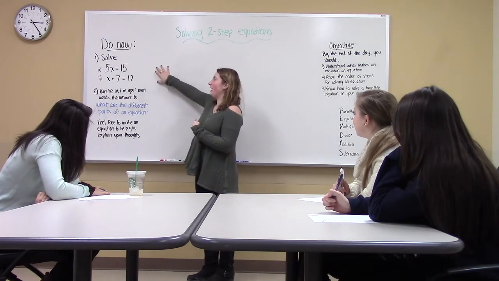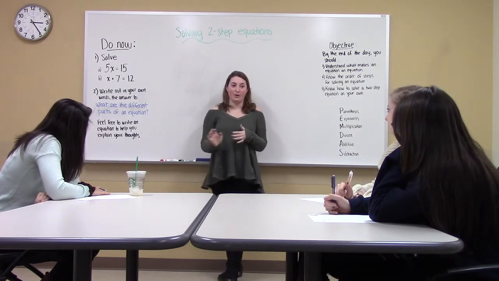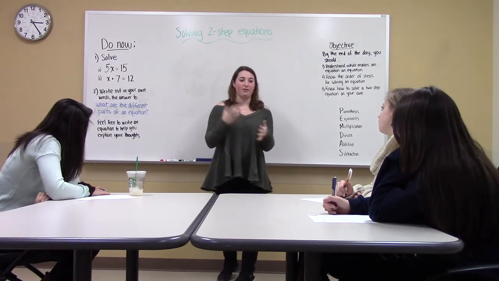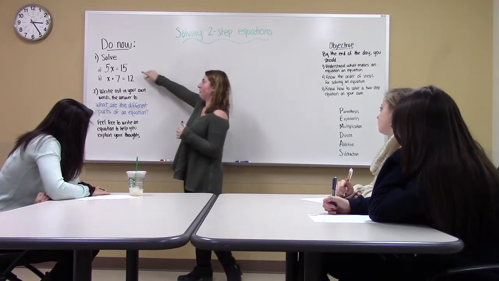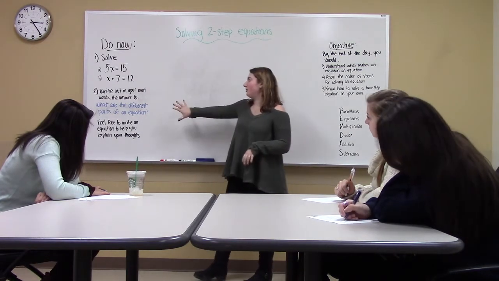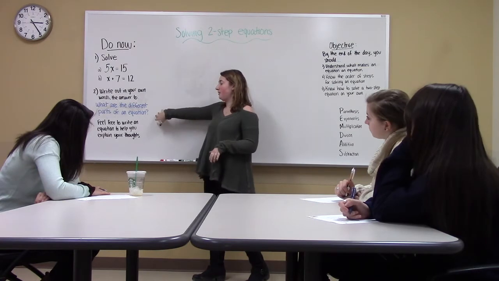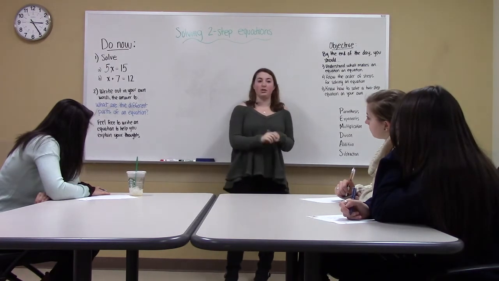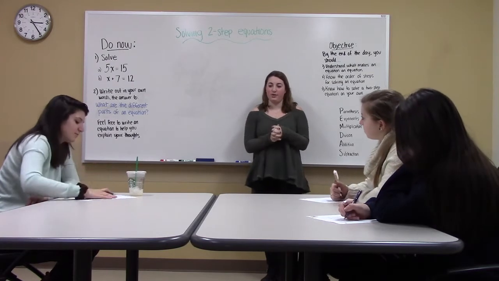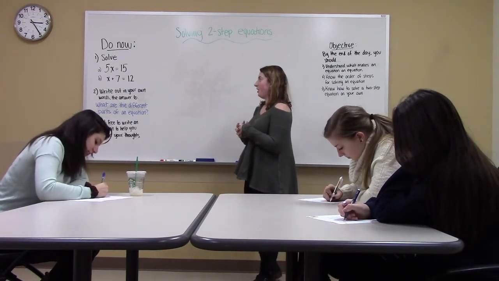Okay, so yesterday we worked on simple equations, and so I want you to do the Do Now as a warm-up to get ready to do some more math. I want you to solve 5x equals 15 and x plus 7 equals 12, and then I also want you to write out the answer to what are the different parts of an equation, and feel free to write an equation to help you explain what you're thinking. So just go ahead and do that. It'll take like 5 minutes or so.